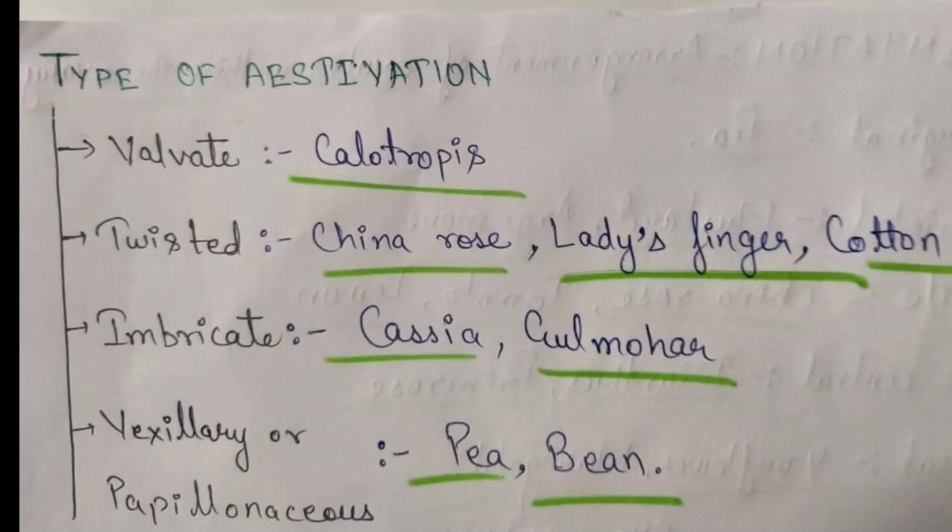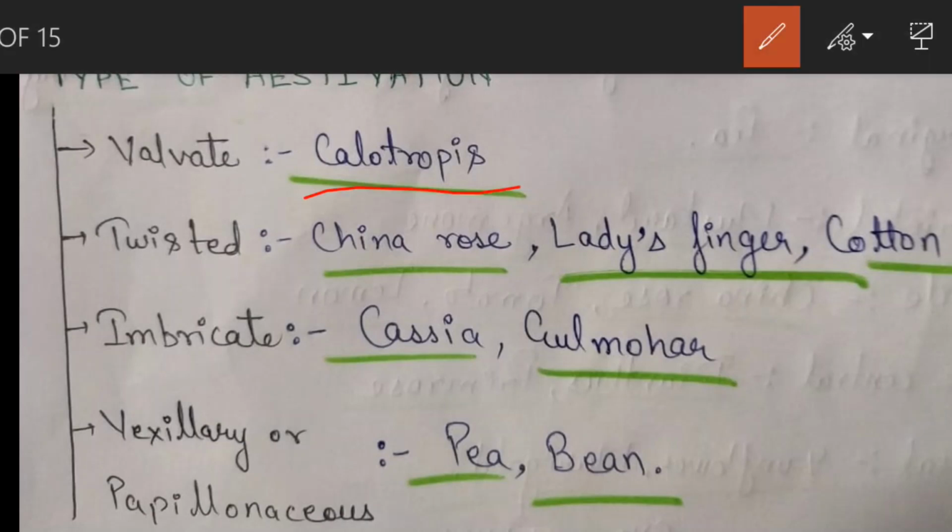First one is valvate. In valvate, sepals or petals in a whorl just touch one another at the margins without overlapping. Example is calotropis. Second one we have is twisted. One margin of the appendages overlaps that of the next one in a particular order. Examples are China rose, ladyfinger, cotton. The third one we have is imbricate. In this, margins of sepals or petals overlap but not in a particular order.